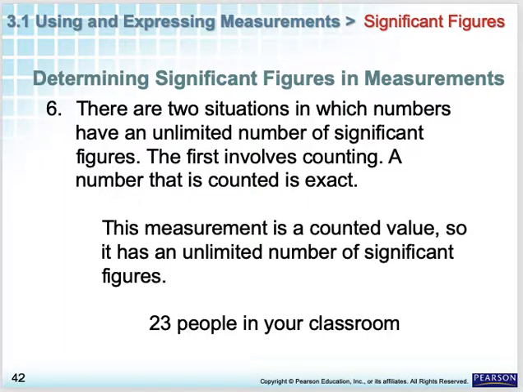So there are 2 situations where numbers are unlimited in terms of significant figures, and that's if we were to count. There are 17 desks in my room. No matter how many times I count it, no matter where I look, I won't find some little portion of a desk sitting around, and so it's a counted number and it's infinitely significant.